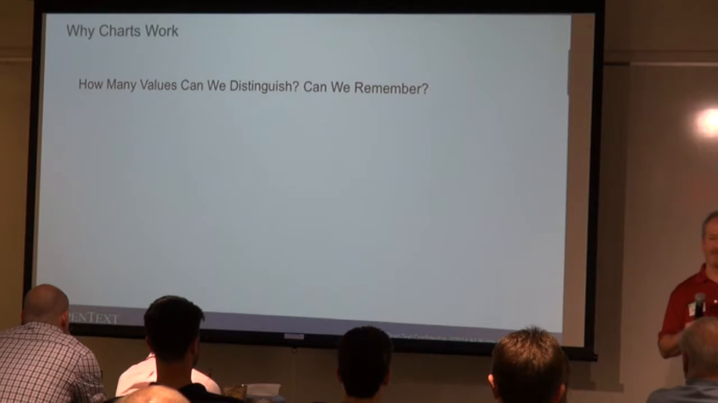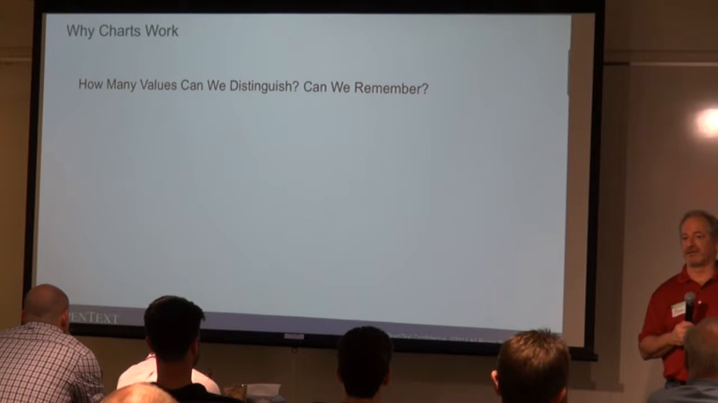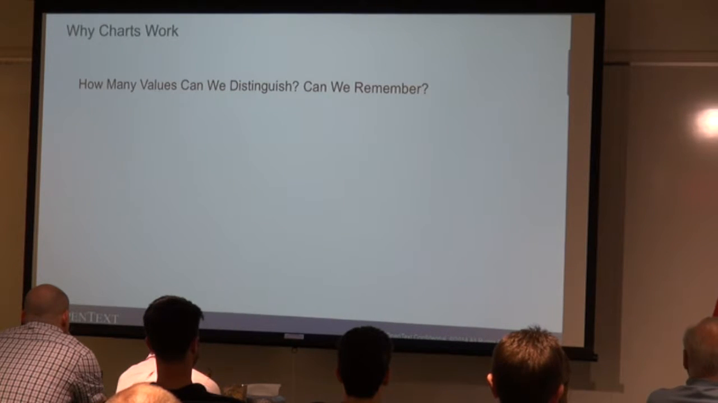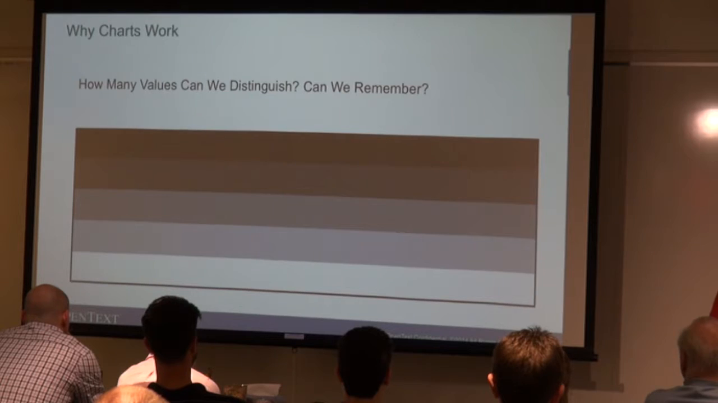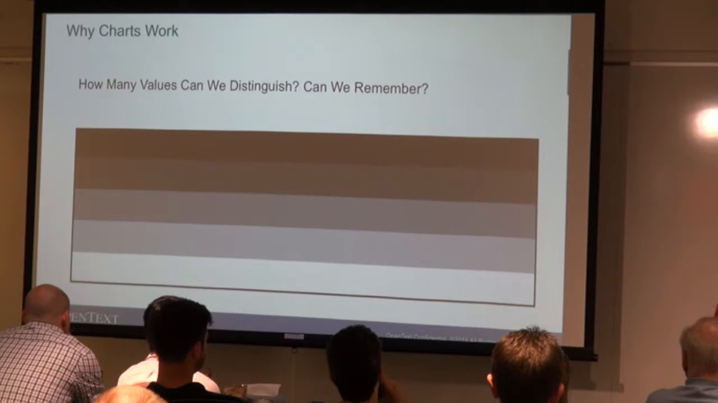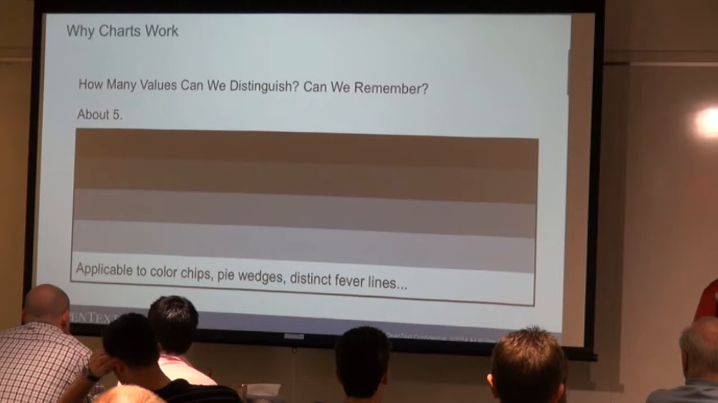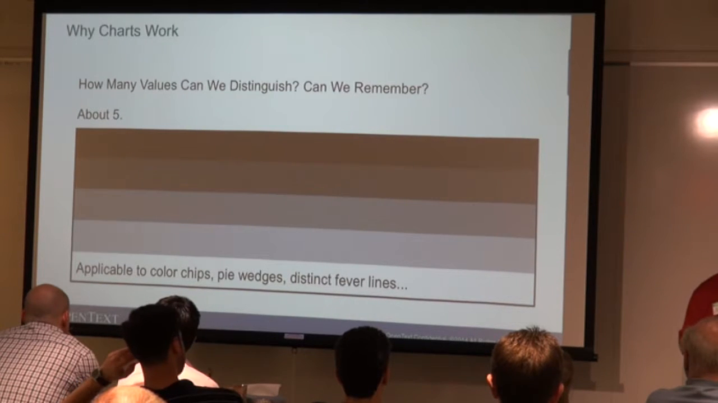How many values can we distinguish, can we perceive when it comes to differences in colors or something like that? Guess anyone? Close, but it's actually 5 is pretty much the limit. There are certain exceptions, but they're very rare. But it's about 5, and it's applicable to color, pie wedges, distinct lines on a chart. Anything more than that, it kind of defeats the purpose.